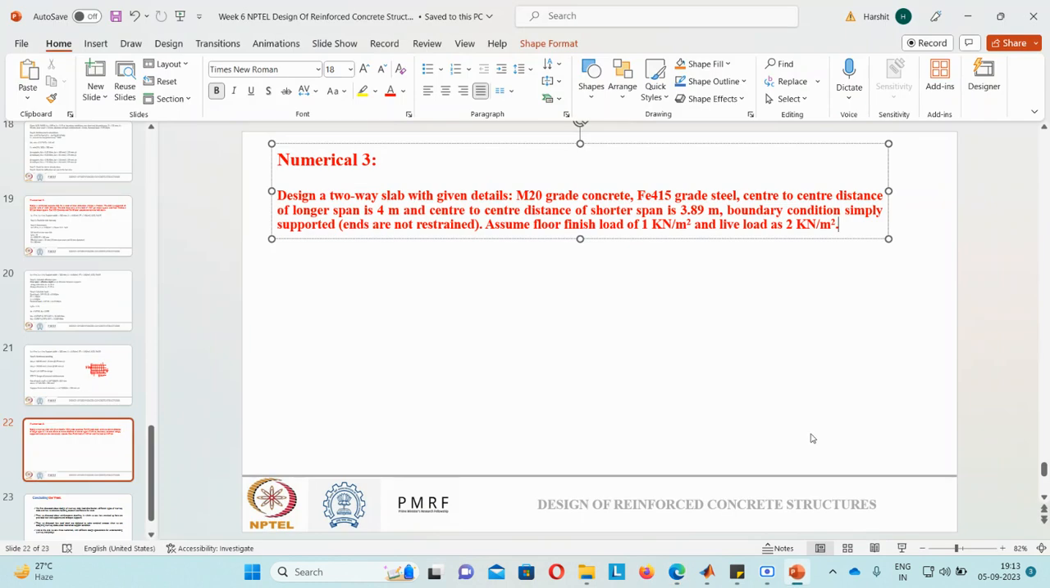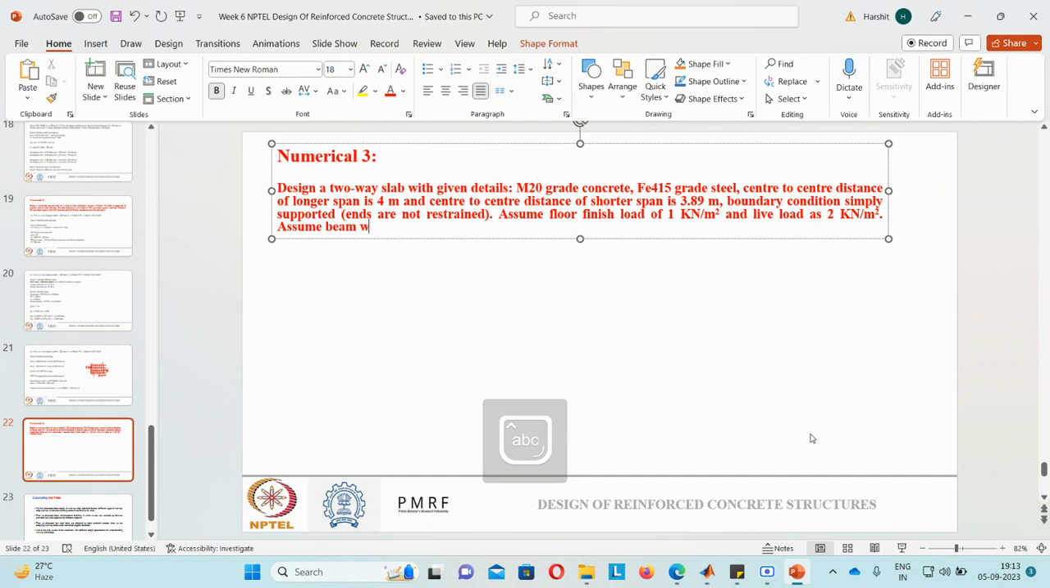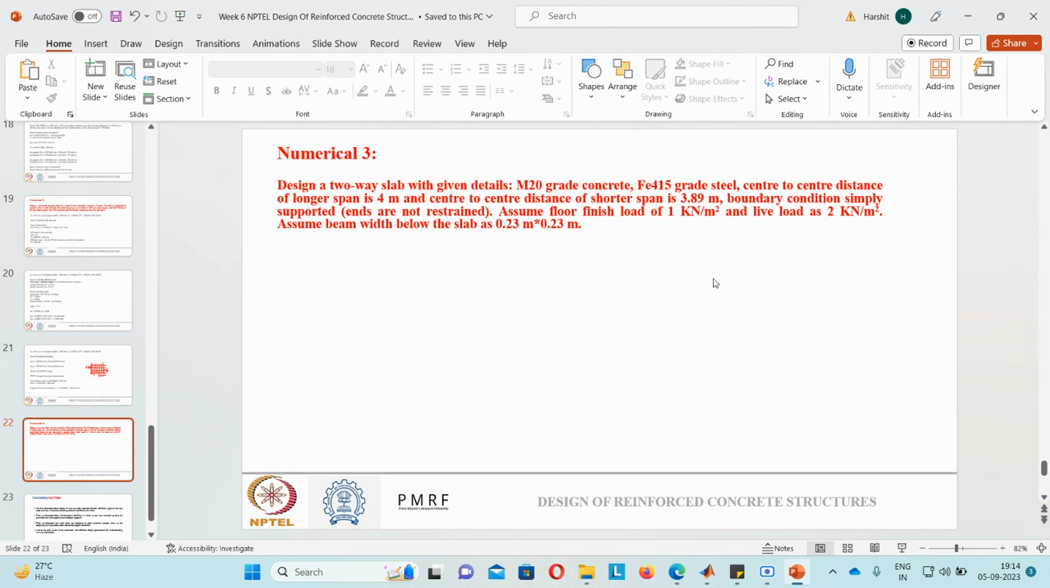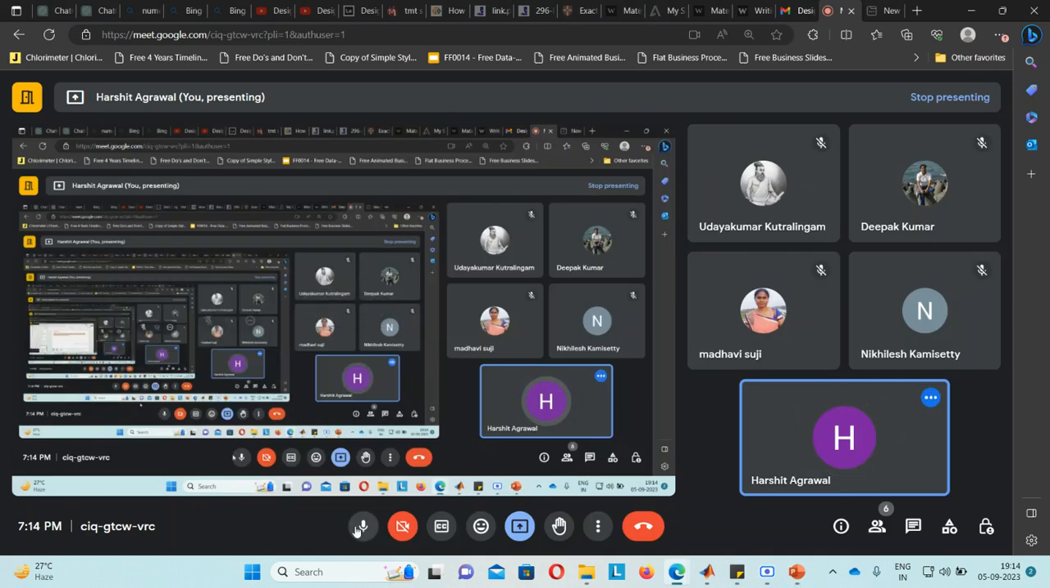Just one additional clause in the question. Assume beam width below the slab as 0.23 meter. Okay, 0.23 meter cross 0.23 meter. Since you will need to calculate the effective length, this is also needed. I will wait for a couple of minutes more and then we'll see the solution.